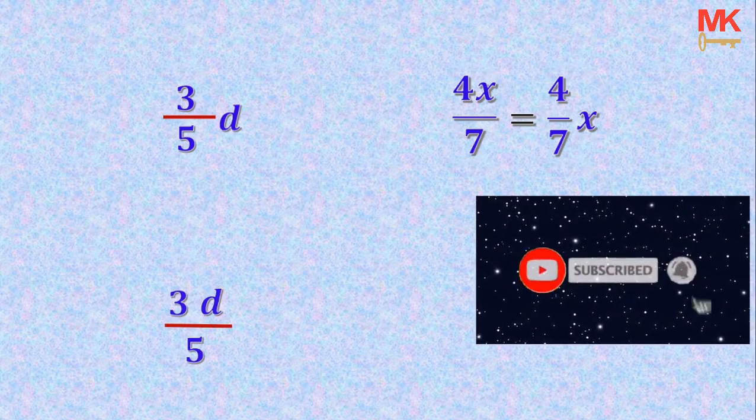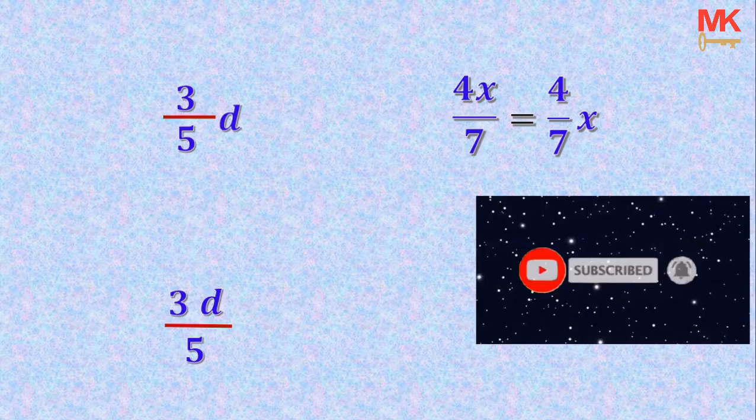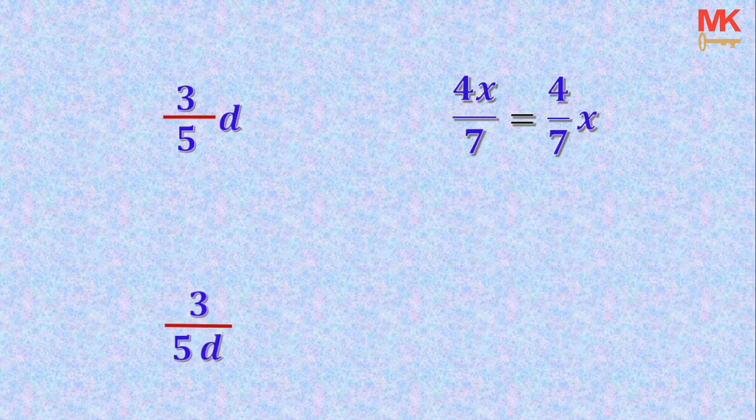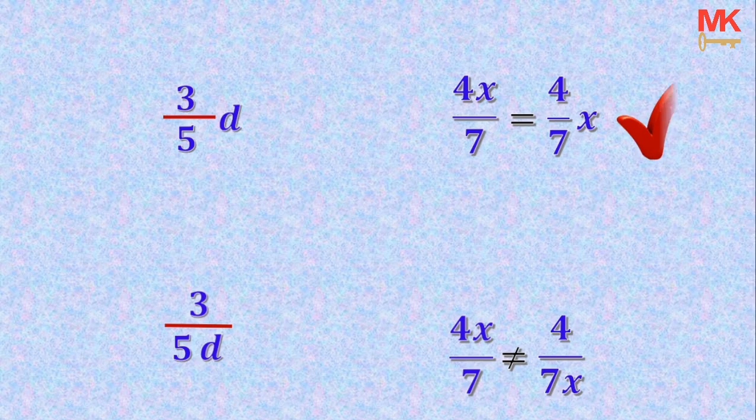However, this same fraction 3d over 5 cannot be written as 3 over 5d with the d functioning directly as a denominator. So our original fraction 4x over 7 is not equal to 4 over 7x with the x functioning as a denominator in this fraction. So while the former is correct, the latter is wrong.